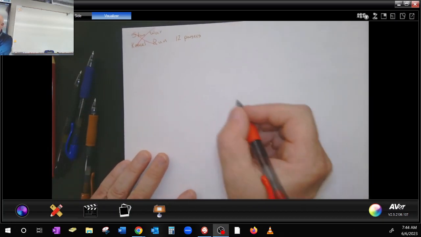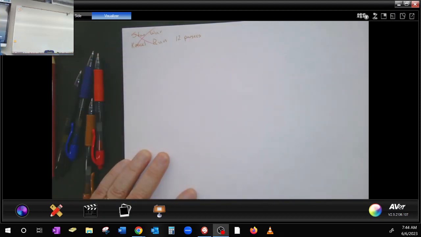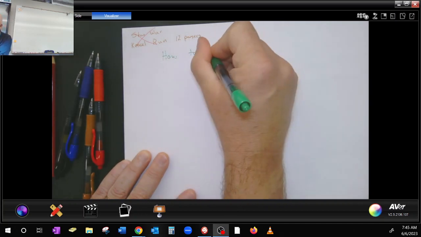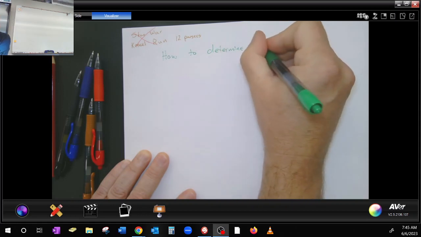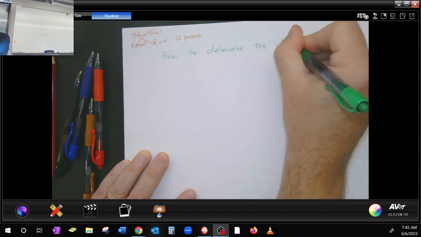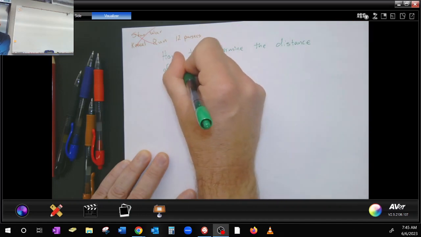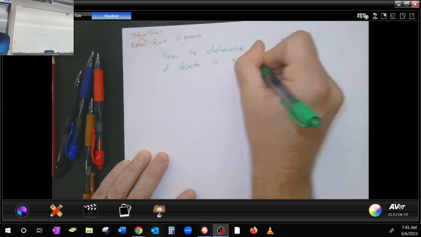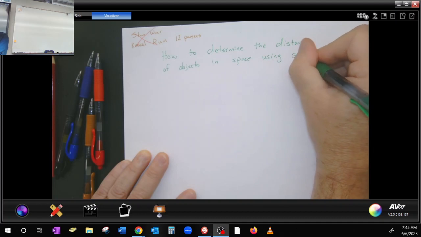So what I want to do is start today. The topic of this conversation is, find a pretty color to write in. We'll start with green. How to determine the distance of objects in space using stellar parallax.